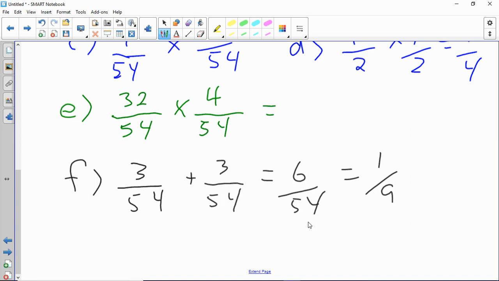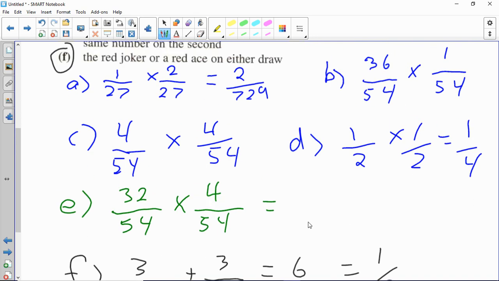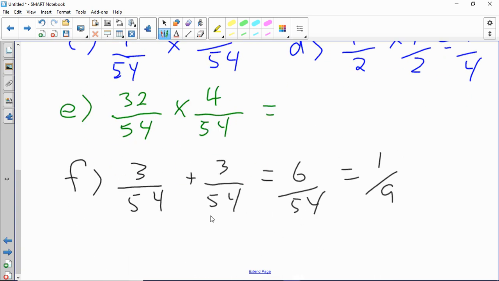They're not mutually exclusive. Technically, you could draw a red joker or ace on the first draw and a red joker or ace on the second draw. They can happen at the same time, these 2 events. So what I really need to do is take their probabilities, add them together, and then subtract the probability that both happen at the same time.